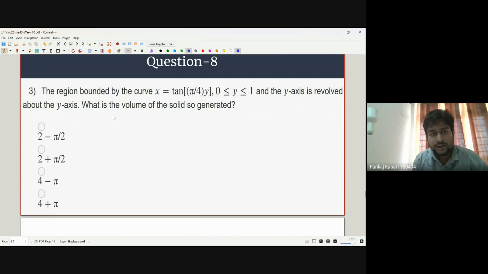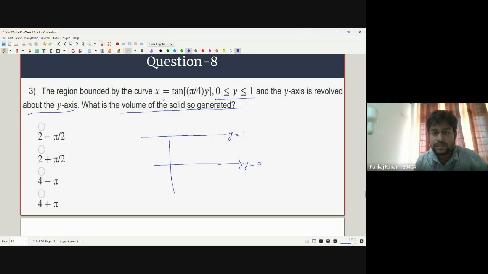Okay, so again you have to find the volume of a solid that you get after you revolve some region about y-axis. Okay, so this time we are revolving the region about y-axis. So what is that region? Let's draw it. So you can see that y varies between 0 and 1. So this line is y equal to 0. Then we have line y equal to 1. In between we have this curve.